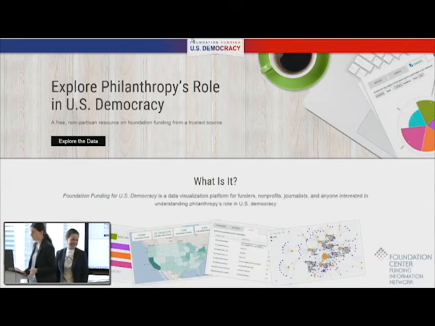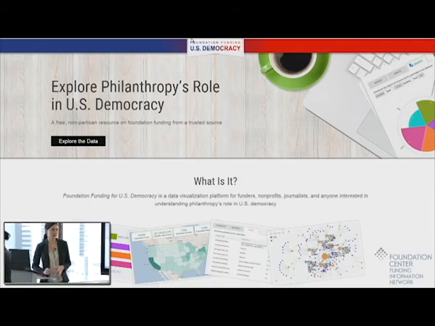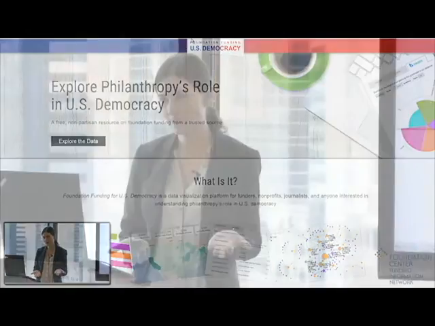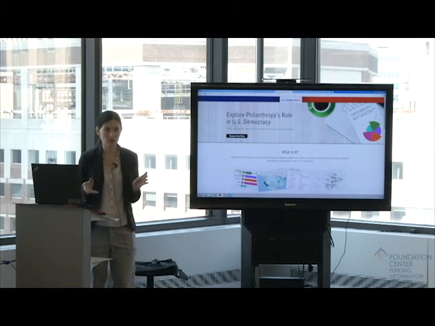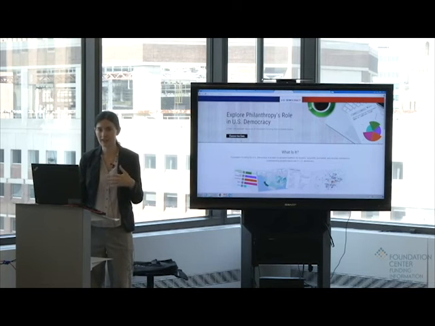So I'm going to show all of you a project that I worked on called Foundation Funding for U.S. Democracy. Like the name indicates, this is a tool that visualizes funding data for different areas of democracy in the U.S. since 2011. It was created with a group of funders that work in different areas of democracy that really wanted to get a better sense of where all the funding was going and help be more coordinated and strategic in their grant making. So they wanted to have this knowledge at their fingertips.